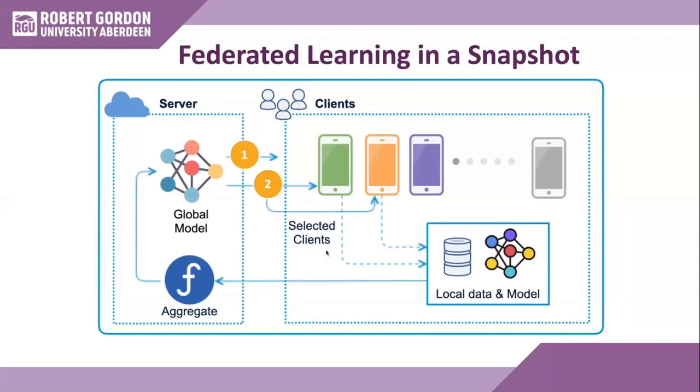Once the clients have the global model, they can train the model with their local data. So they can do an update step here. And then once the local update is ready, the clients can communicate the local model back to the server. The server would do an aggregation step with all the received models and create a new global model. This process can be done in an iterative manner until there's a stable global model.